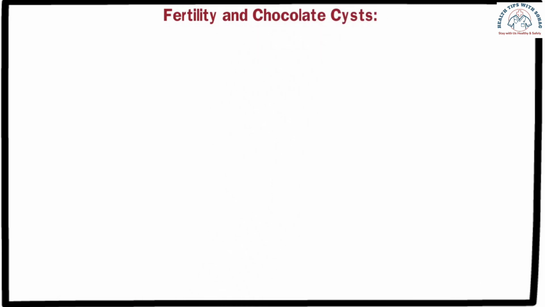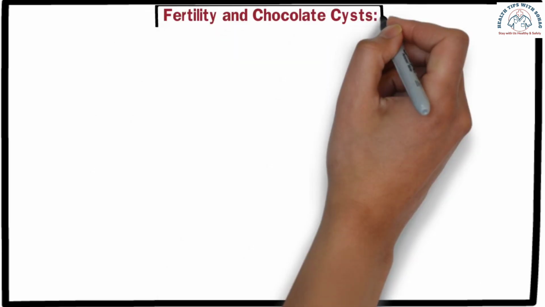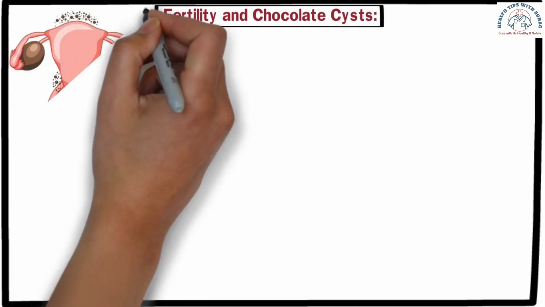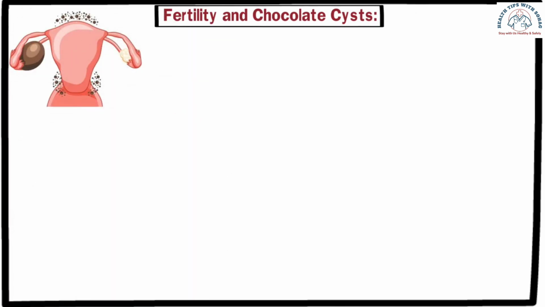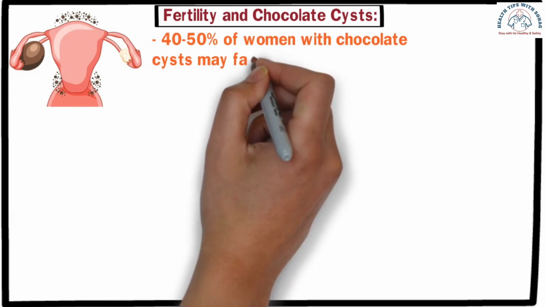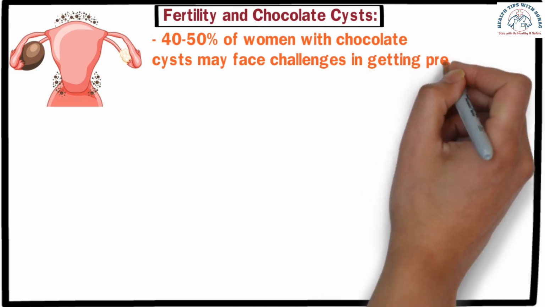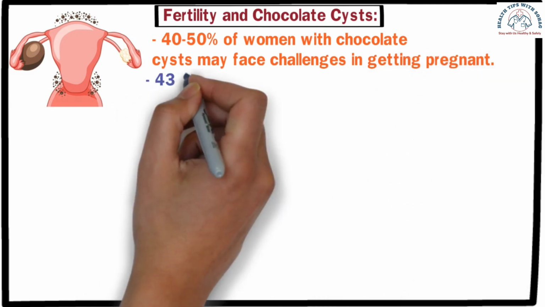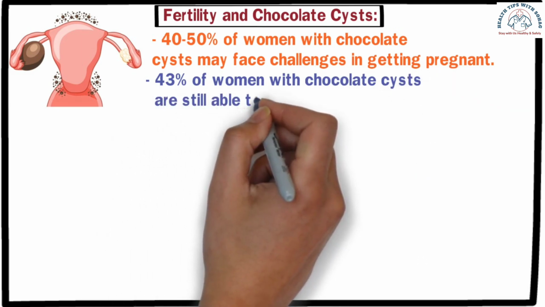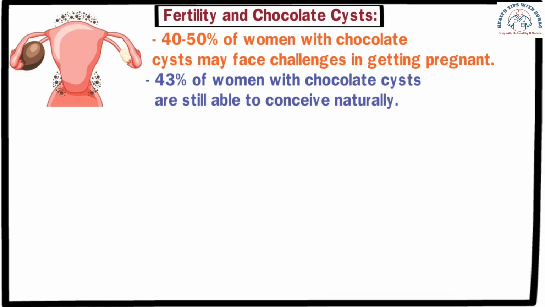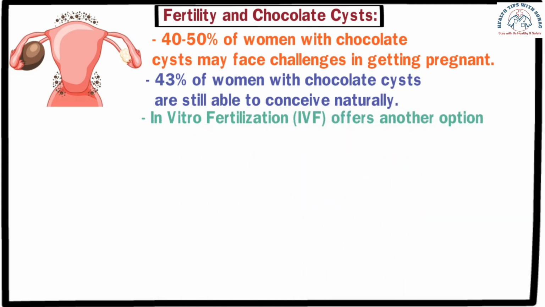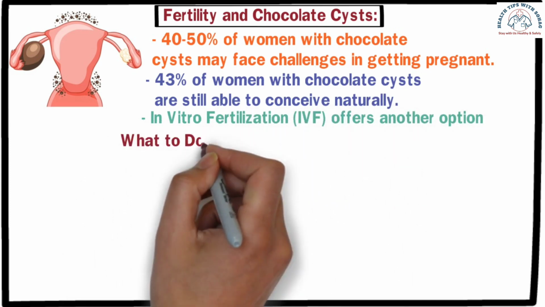Fertility and chocolate cyst. Chocolate cyst can impact fertility by damaging the ovaries and fallopian tubes. This damage can make it more difficult for women to conceive. Studies show that 40 to 50% of women with chocolate cyst may face challenges in getting pregnant. However, research also indicates that 43% of women with chocolate cyst are still able to conceive naturally. Additionally, in vitro fertilization, or IVF, offers another option for women with chocolate cyst who want to have a baby.